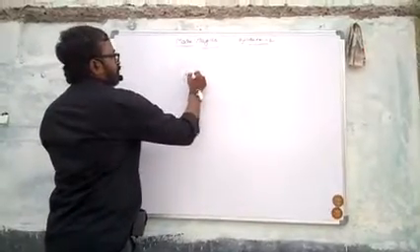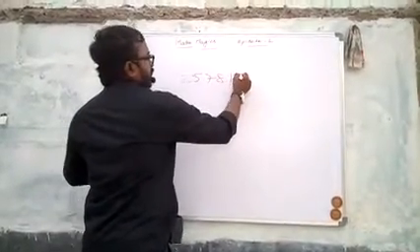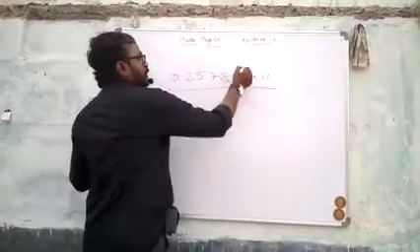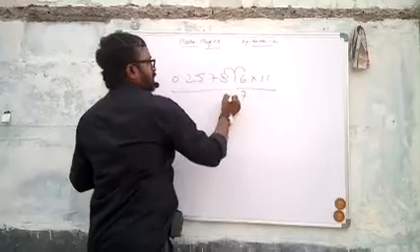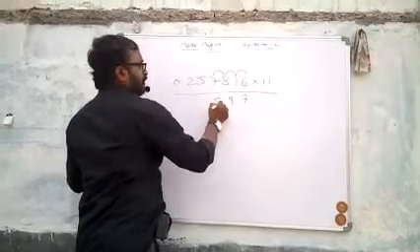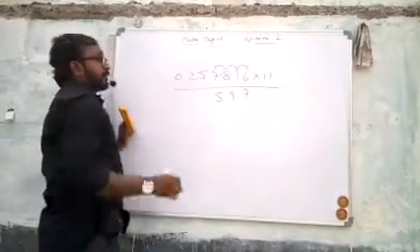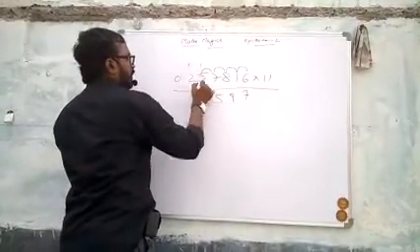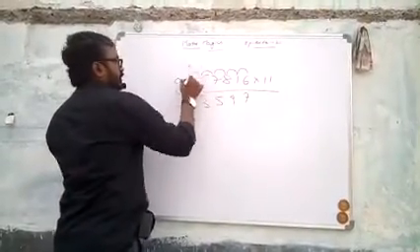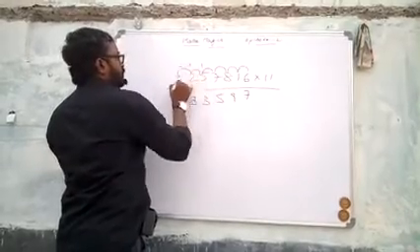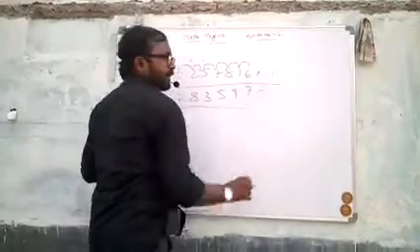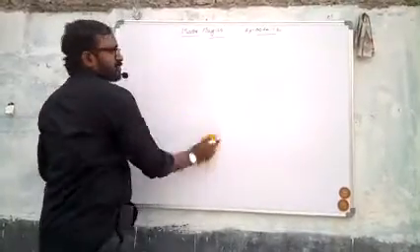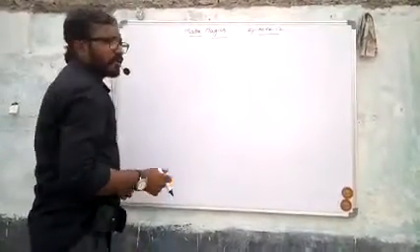For example 257816 something into 11, use 0 here. 6 plus 1 is 7, 1 plus 8 is 9, 7 plus 8 is 15, so use 1 here. And now 5 plus 7 is 12, 12 plus 1 is 13, write 3. 5 plus 2 is 7, 7 plus 1 is 8, 0 plus 2 is 2. That's all the answer. Like that, now we use some other techniques like the base method.